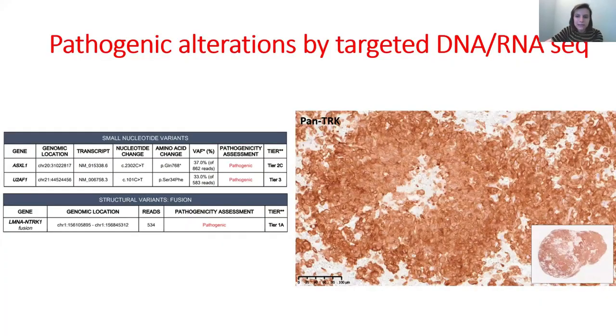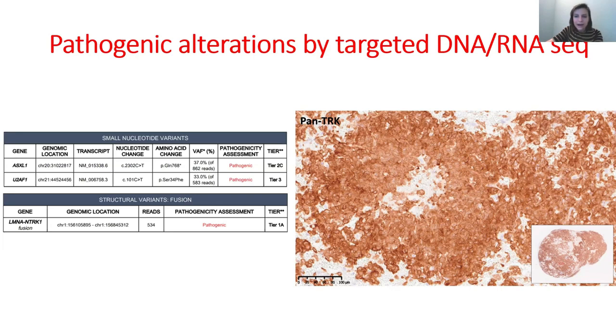Then we performed targeted sequencing studies in our lab. It is a targeted DNA and RNA panel. We found pathogenic ASXL1 and U2AF1 mutations, which are generally myeloid neoplasm-associated alterations. And also there was an NTRK1 kinase fusion by RNA sequencing.